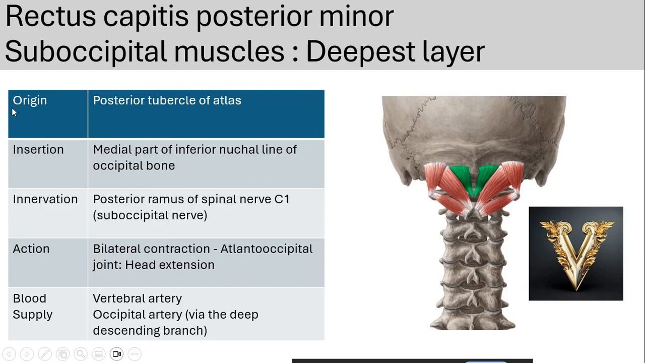That's why. Origin: posterior tubercle of atlas. Insertion: medial part of inferior nuchal line. So this is the inferior nuchal line, and this is the medial portion of the nuchal line of the occipital bone. Innervation: posterior ramus of spinal nerve C1. Action: bilateral contraction, atlanto-occipital joint, head extension. Blood supply: vertebral artery, occipital artery via the deep descending branch.